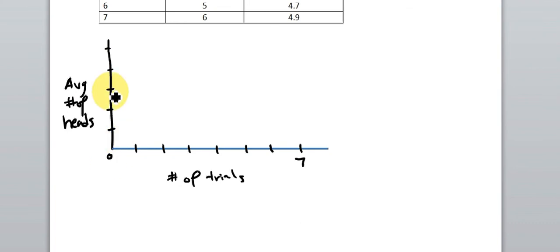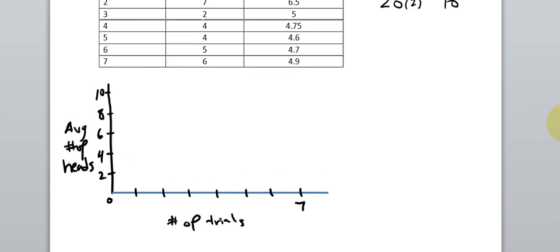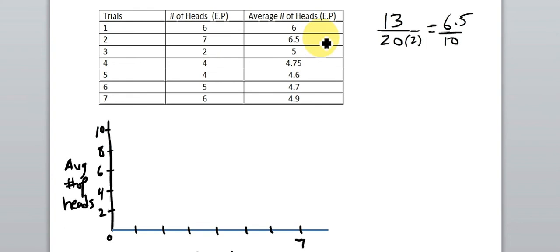So on our first flip of 10 coins, we got 6. Our average right then was 6. On our second, we got 7. And then we'll just graph all of these numbers here. And then we got a 2, and a 4, and another 4, and a 5, and a 6. So it's kind of all over the map. However, if we graph the average, it looks like a little bit more of a pattern.